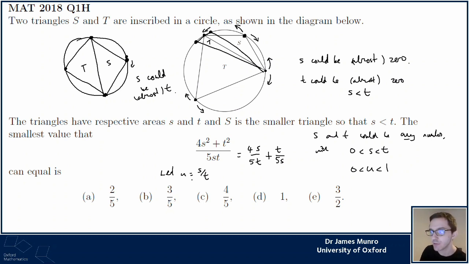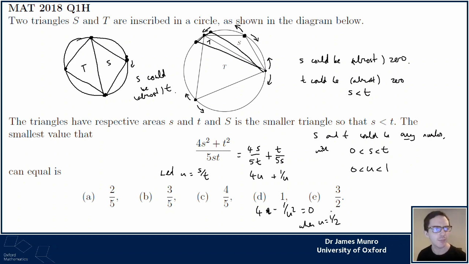The thing I'm trying to find the smallest value of, goodness me, is 4 times u plus 1 over u, with u between 0 and 1. And now this looks more like a maths question, because now this is asking me to minimise this expression in terms of u for a particular range of values of u. I'm going to do that by differentiating. I'll get 4 minus 1 over u squared. That's equal to 0, differentiating with respect to u, when u is equal to 1/2. Yes, when u is 1/2.